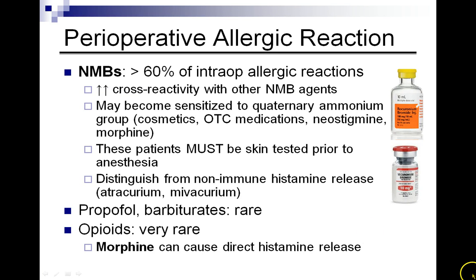We want to distinguish these allergic reactions from any sort of non-immune histamine release, like as we see in atracurium or used to see in mivacurium. And so those are neuromuscular blocking agents. Propofol and barbiturates are actually pretty uncommon causes of allergic reaction. The same is true for opioids. Allergic reaction to those drugs is pretty rare. Remember, morphine can actually cause direct histamine release, but that's not really an allergic reaction.